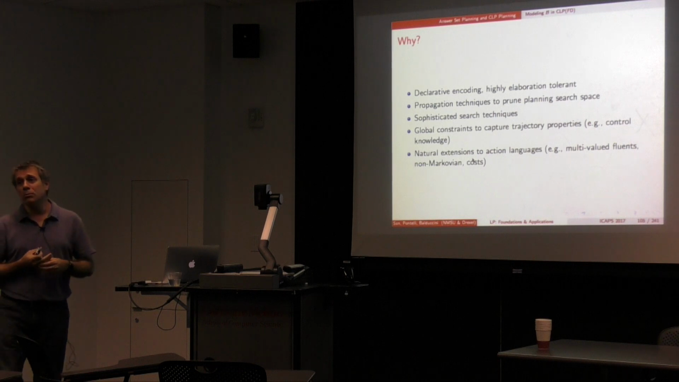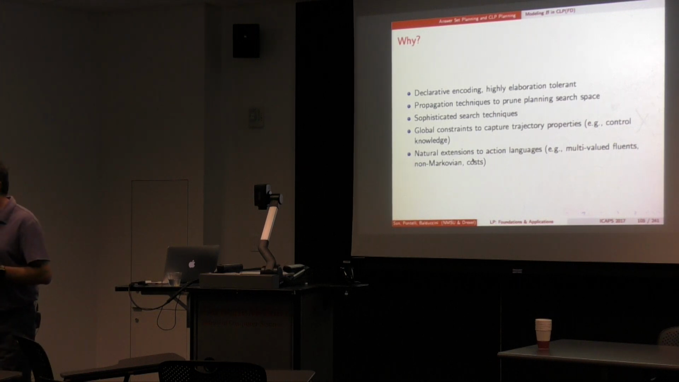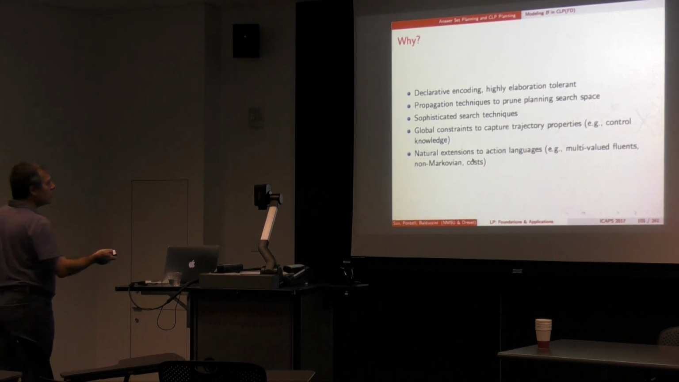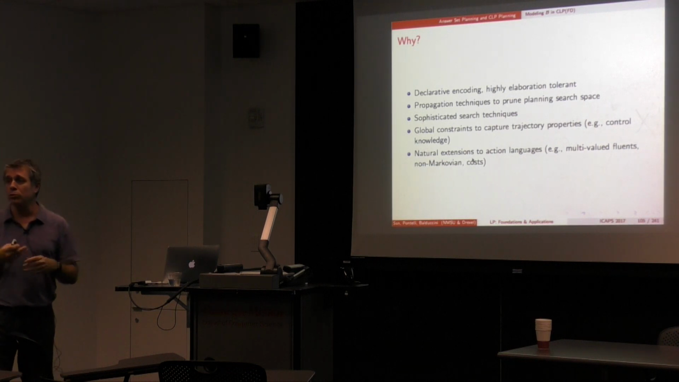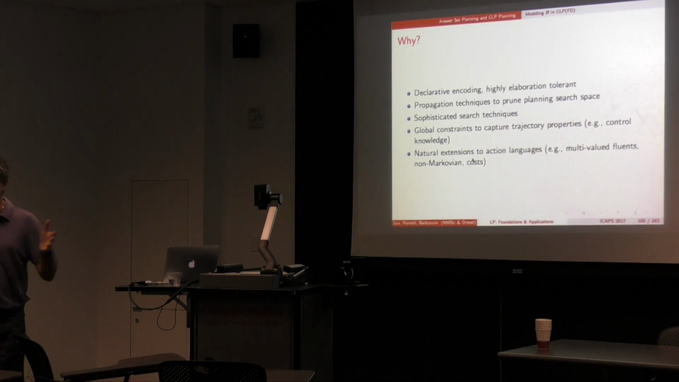CLP is very good at providing sophisticated search techniques, and that's an advantage over answer set programming. In answer set programming, once we have the model, we feed the model into the solver, and we have no control over how the search develops. In CLP, we can write the search procedure, so we can decide how things are assigned and in which order. Global constraints also represent a very elegant mechanism, for example, to introduce control knowledge about things that we want to see happening over all the plan.